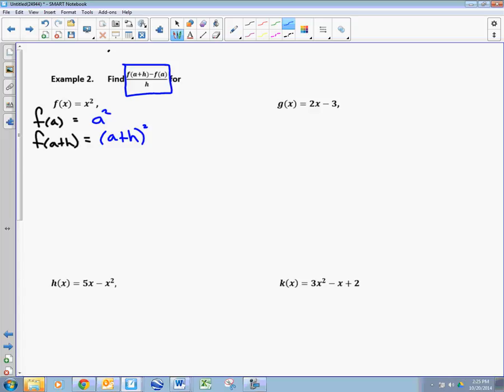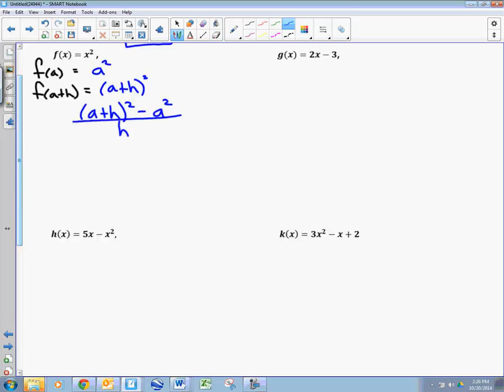So if I write out f of a plus h minus f of a all over h, what that would look like is the quantity a plus h squared, minus a squared, all over h. You good? Now, let's see if anything simplifies or cancels. What is a plus h squared?